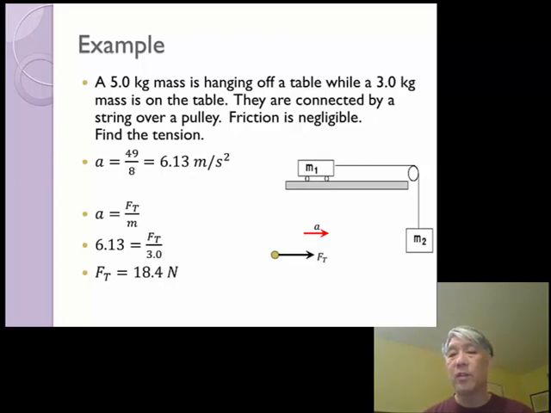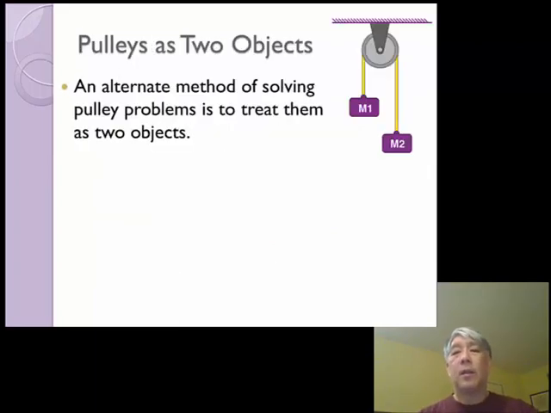I could have done the tension on M2 drawing the free body diagram, and again, if I had gotten everything correct, yes, my tension would also be 18.4 newtons. The other way that we can solve pulleys or any kind of system is to treat each object separately. To do that, we would draw the free body diagrams and write the Newton's second law equation for both objects.